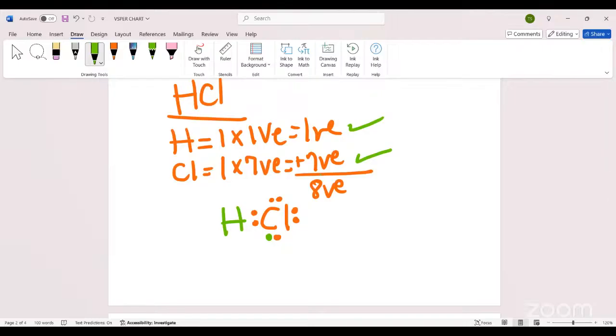So now what you're going to do is redraw this, but instead of those two little dots there, you're going to replace them with a dash. And there you have it.